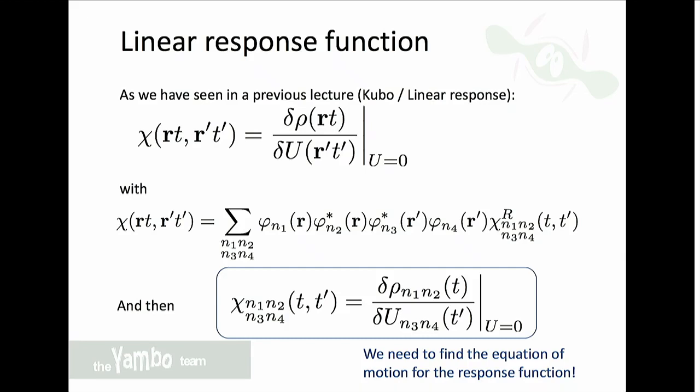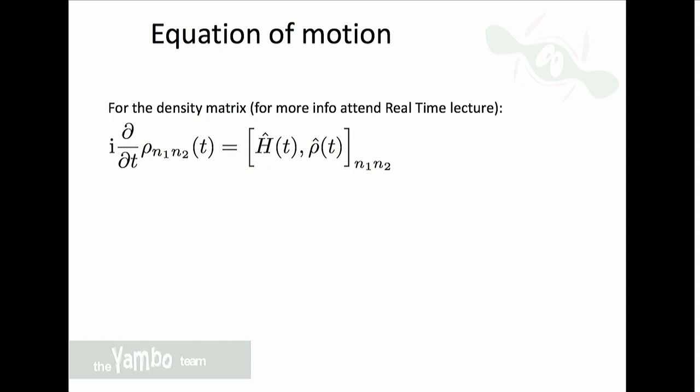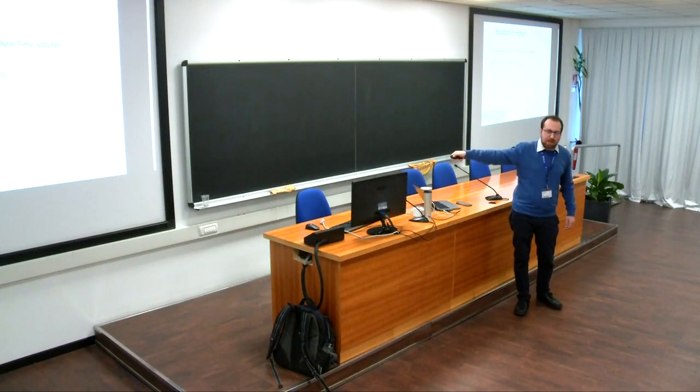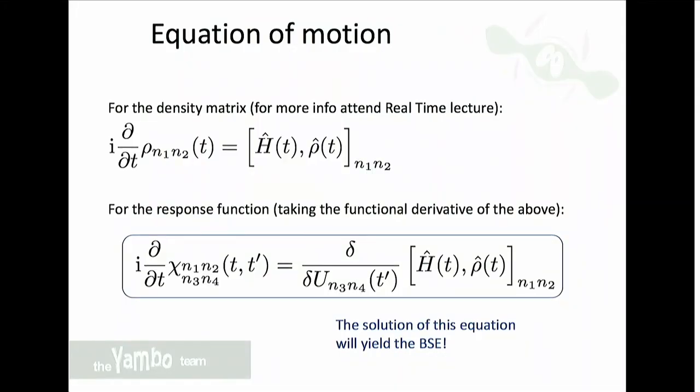Okay. Now, in order to proceed, we have to introduce the equation of motion for the density matrix. As you see here, its time evolution is given by the commutator with the Hamiltonian. Now, you will hear much more about this tomorrow in the real-time lectures, where there will be a more general version of this equation, a time evolution of the Green's function, which is called the Kadanoff-Baym equation. But for us, this reduced version is the perfect starting point in linear response to arrive at the Bethe-Salpeter. Why? Because if we now apply a functional derivative with respect to the incoming external field, then this becomes an equation of motion for the response function.